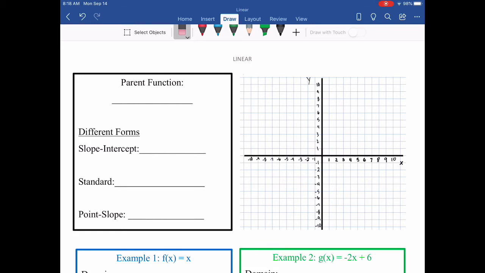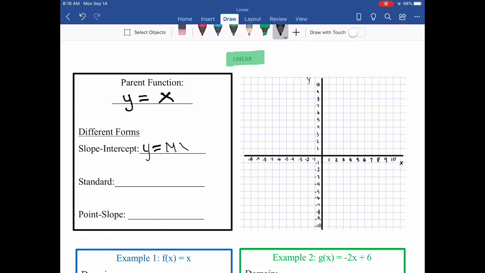The first kind of function we're learning about this year is a linear function. Let's go ahead and fill out some information about linear equations. The parent function for a linear equation is y equals x. There's different forms of a linear equation.